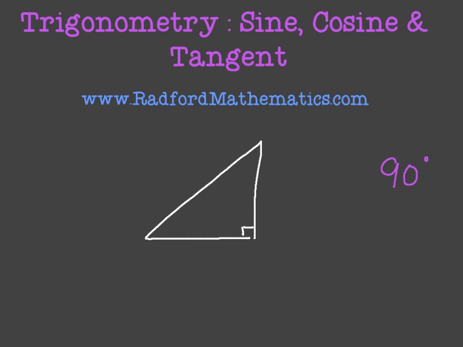Now, any right-angled triangle has one of its side lengths which is known as the hypotenuse. And the hypotenuse is always the side length which is directly opposite the right angle. And it is also the longest side of the triangle. That's the hypotenuse.